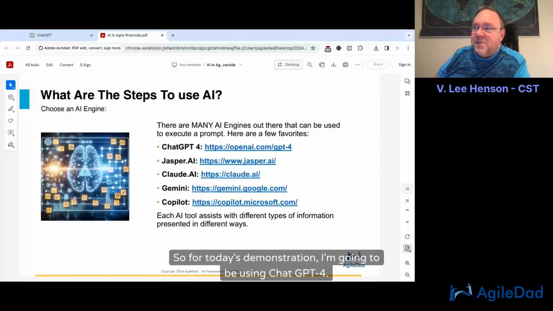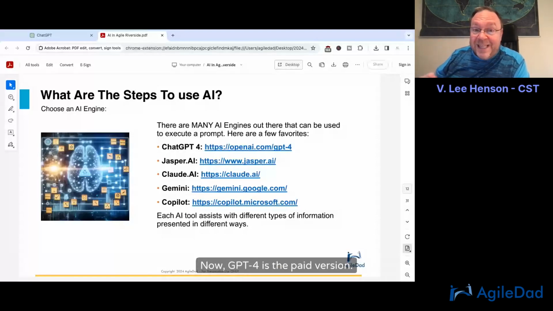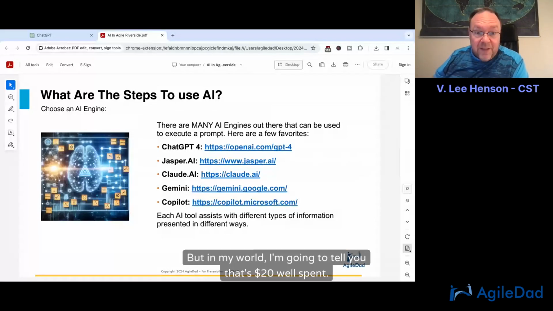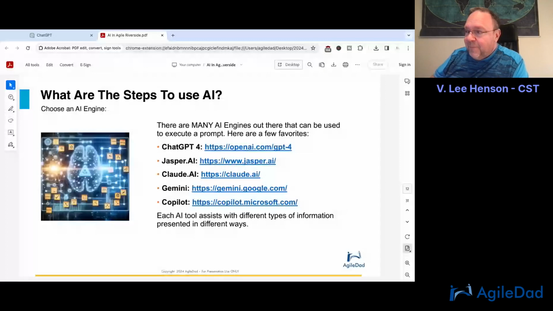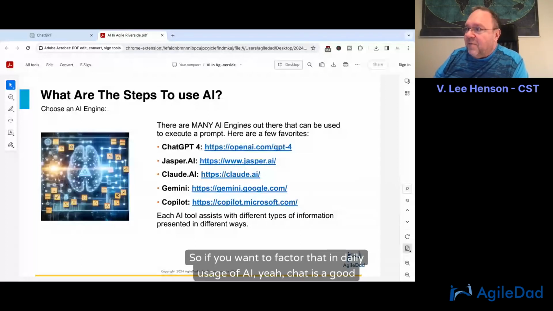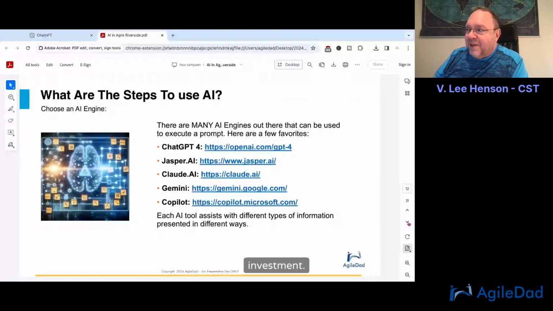So for today's demonstration, I'm going to be using ChatGPT-4. Now, GPT-4 is the paid version. It's $20 a month. But in my world, I'm going to tell you that's $20 well spent. I use AI just about every day. So if you want to factor that in, daily usage of AI, yeah, Chat is a good investment.